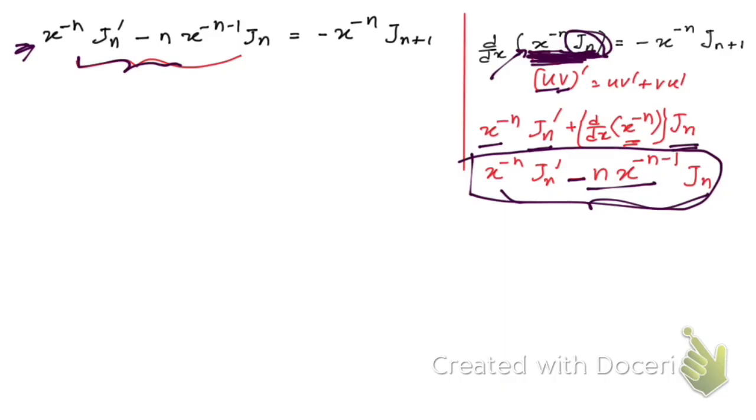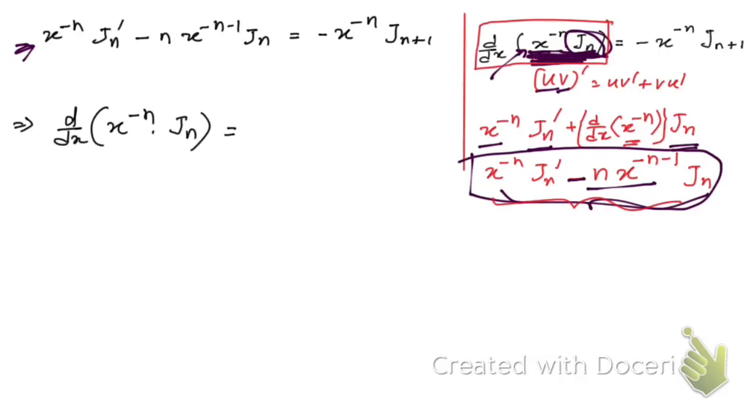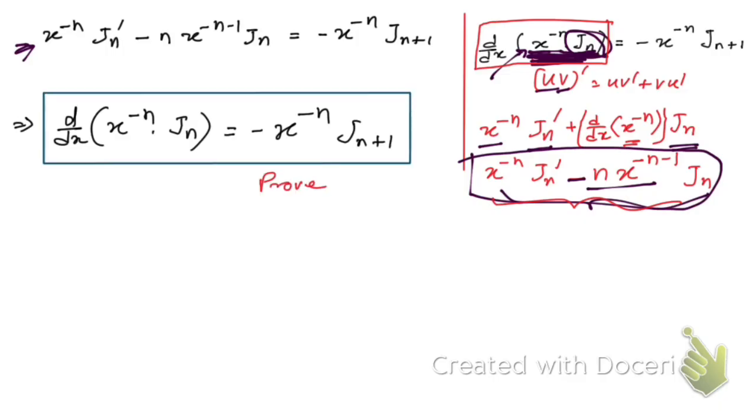So we can replace this by d/dx of x to the power minus n Jn. If we do so, then we're going to have this. This is the equation, the formula that we had to prove.